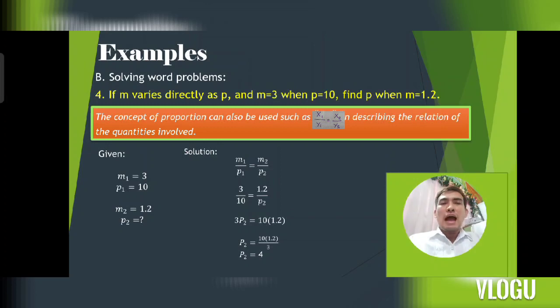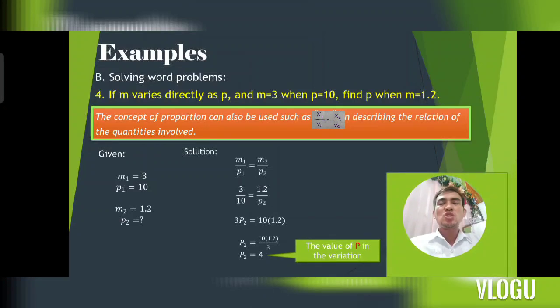So, right there, apply cross multiplication property of equality. So, multiply 3 times p sub 2. You would have 3p sub 2 equals 10 times 1.2. So, simplifying 10 times 1.2, then divide both sides by 3. That's why 10 times 1.2 all over 3 will give us p sub 2 is equal to 4. Is that clear now? So therefore, the value of our p in the variation is 4. So are we now ready to proceed with our activities?